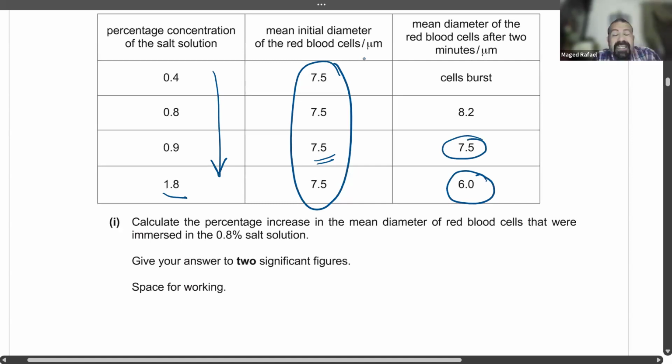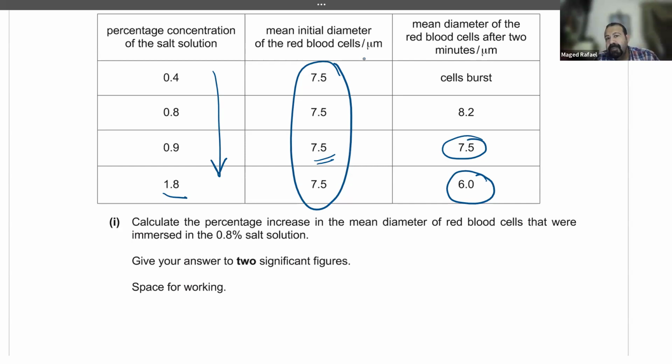What is the indication here, Masauda? Yes, the percentage concentration of salt solution equals the percentage concentration inside the cell, because there is no change in the mean diameter of the red blood cells. So, Malak, when we have no change, when we have no movement of solution, this means the diameter is exactly the same.